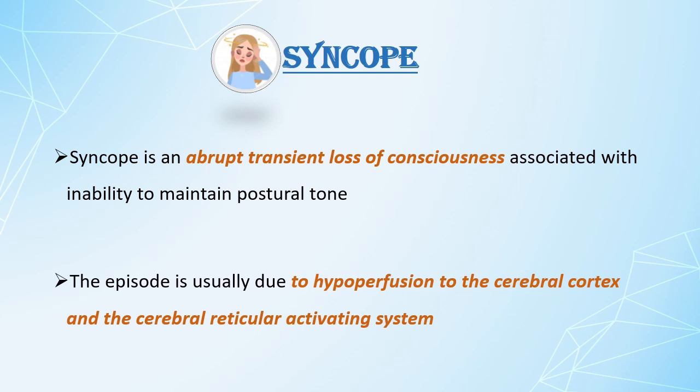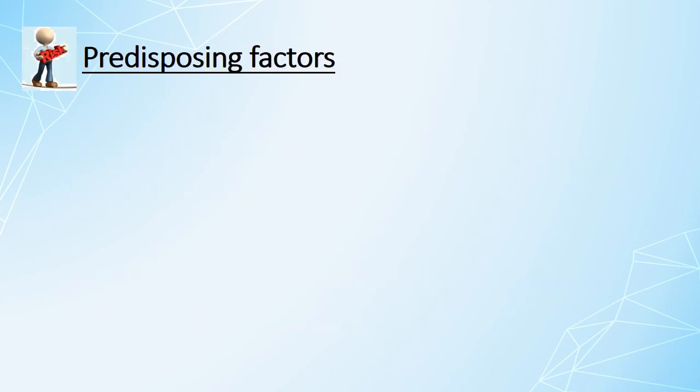And the patient is unable to maintain their posture. Then why does it occur? So it's usually due to hypoperfusion to the cerebral cortex and the cerebral reticular activating system. So basically there is reduced blood supply to these two parts of the brain. Then coming to predisposing factors. So they are stress, then impaired physical status. So there's a classification of physical status. So patients with PS3 or PS4 or any kind of underlying cardiovascular disease can present with an episode of syncope.